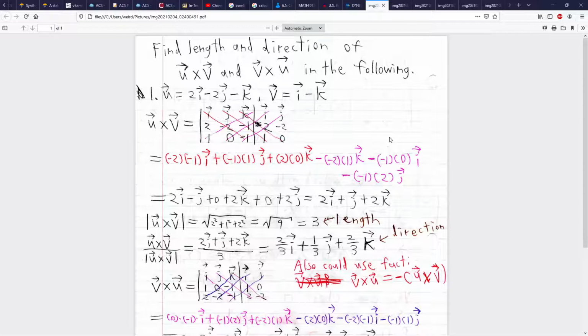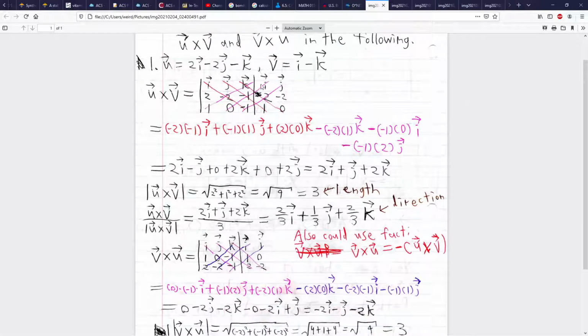So now let's do some examples. For the first couple, find the length and direction of u cross v and v cross u in the following. We have u equals 2i minus 2j minus k, v equals i minus k. And I just use this method because I think it's the best method for Calc 3.